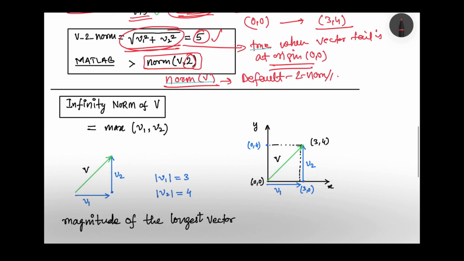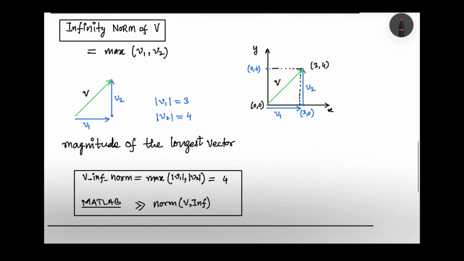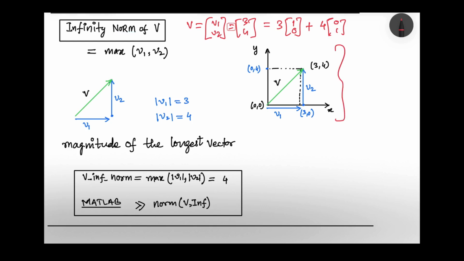Now we come to the final norm, which is the infinity norm. Infinity norm of vector v. v is, again I will write it, v1 v2 and it is 3, comma 4. Just in case we do not forget it, it was obtained like this, 3 times 1, 0 plus 4 times 0, 1. So this is the coordinate frame where the vector is represented such that the tail is at the origin and the head is at the point whose coordinates are given in the vector v, 3, comma 4.